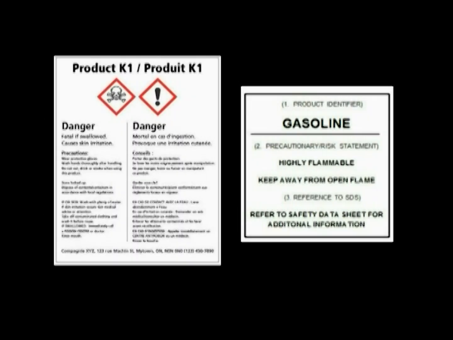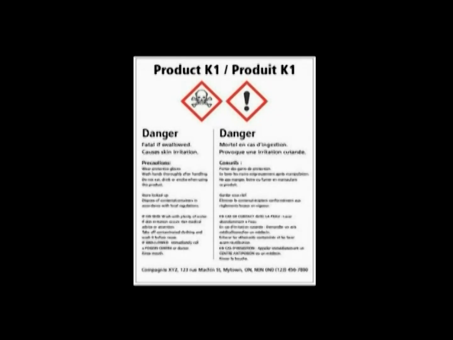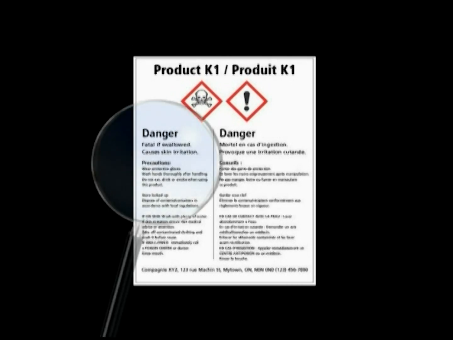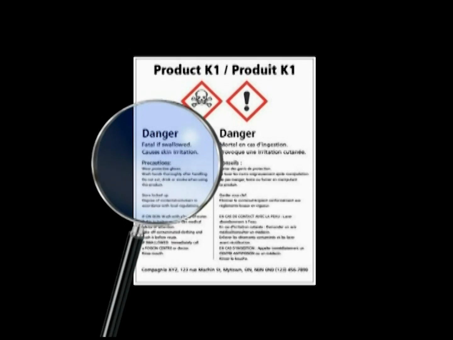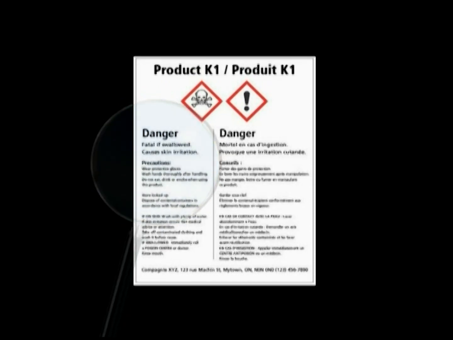There are two main types of labels: supplier labels and workplace labels. SDSs or supplier labels will show a signal word that indicates the severity of the hazard, if assigned. Danger and warning. Danger is used for the more severe hazards, and warning is used for less severe hazards. Only one word will appear on the SDS or supplier label. If the product is both a danger and warning, you will see the word danger printed.